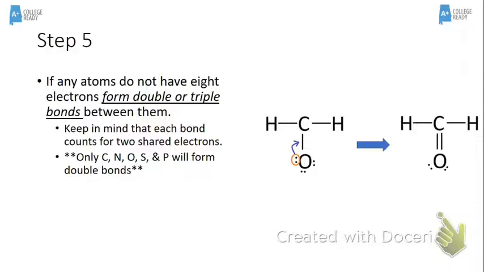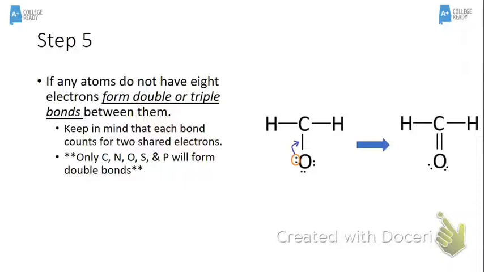So what I'm going to do is take a set of electrons from oxygen and put it in the middle to form a double bond between the carbon and the oxygen. Remember, only form double bonds if necessary. If you can rearrange some electrons around to give octets to everybody, do that first. So we don't want to form double bonds if we don't have to. But in this case, we do.